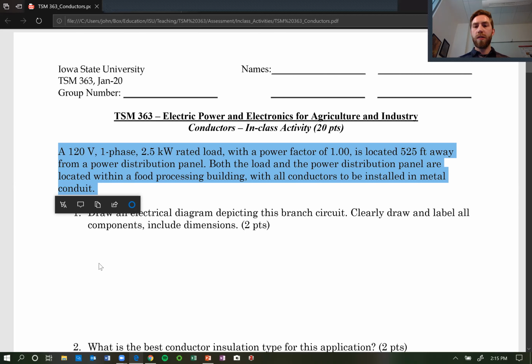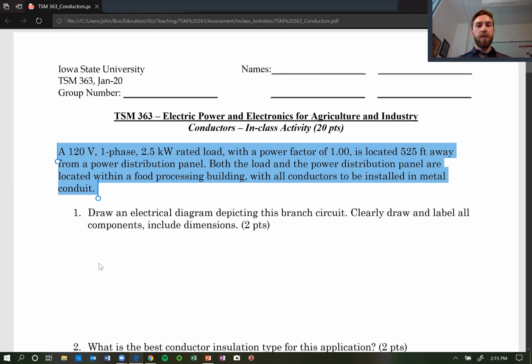Both the load and the power distribution panel are located within a food processing building. So that's a hint at the environment it's in. Food processing areas a lot of times are wet environments. They're clean, they're sprayed down routinely. There also can be liquids in the facility during the processing, but definitely every so often they're sprayed down. All conductors are installed in metal conduit. So those are some hints on the environment, the setup of the system, and the distances.